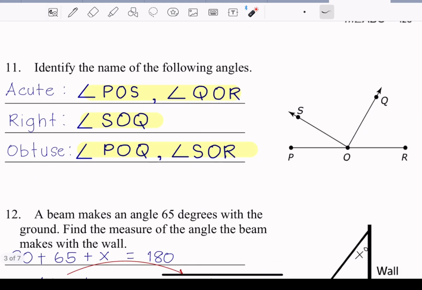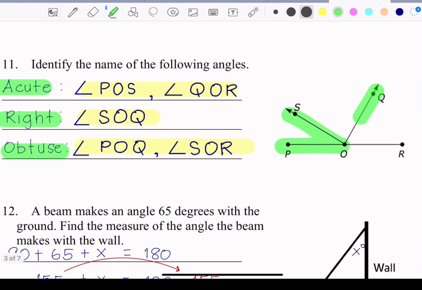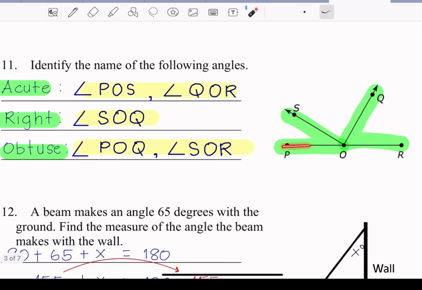Question number 11. Identify the name of the following angles. So we have 3 angles, the basic ones: acute, right, and obtuse. Acute angles are angles that are less than 90 degrees. In this case, we have this angle. These are acute. So we name it as POS or SOP. It's okay, you can swap them. QOR or ROQ. That's acute.